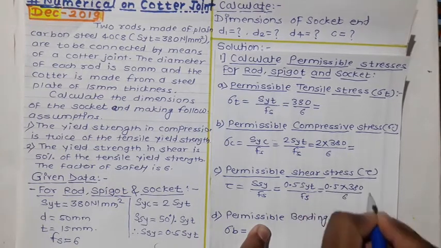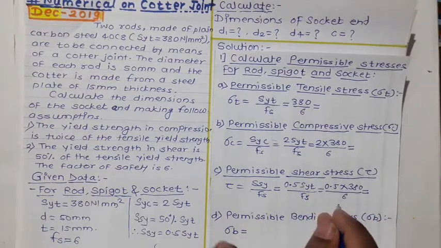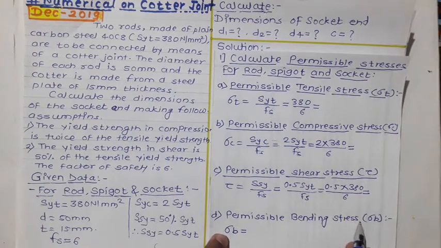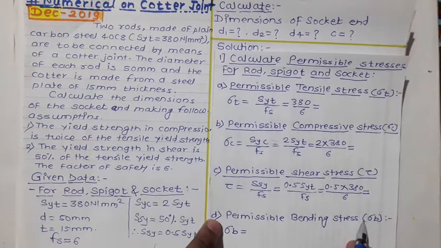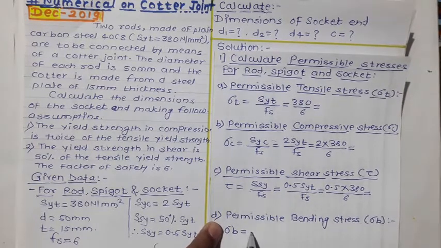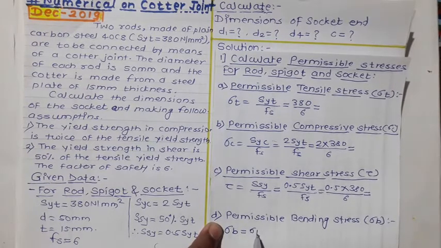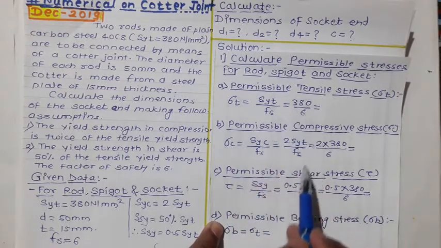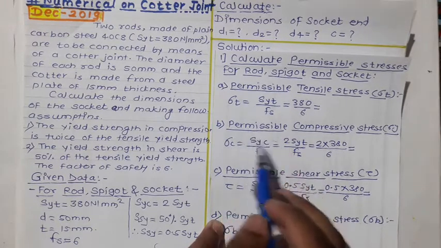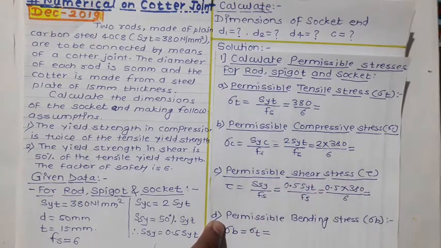Upon Fs is 6. And now last is permissible bending stress. Permissible bending stress sigma B is always equal to permissible tensile stress. So we write permissible bending stress sigma B is equal to permissible tensile stress sigma T. Now let us calculate these values and complete this first step of the solution.